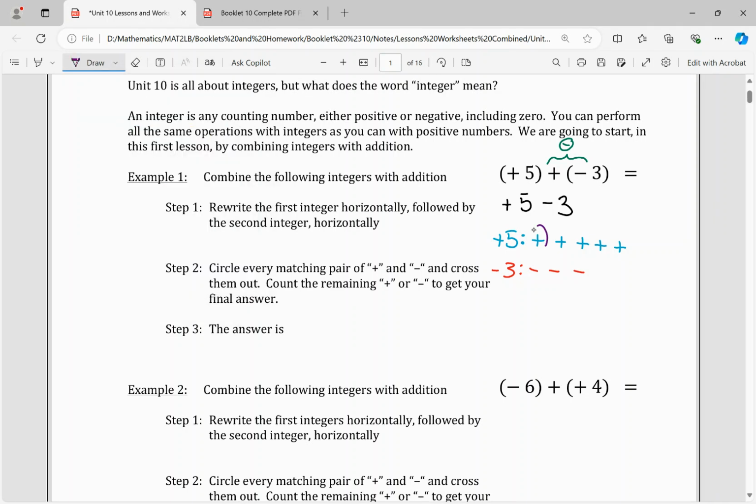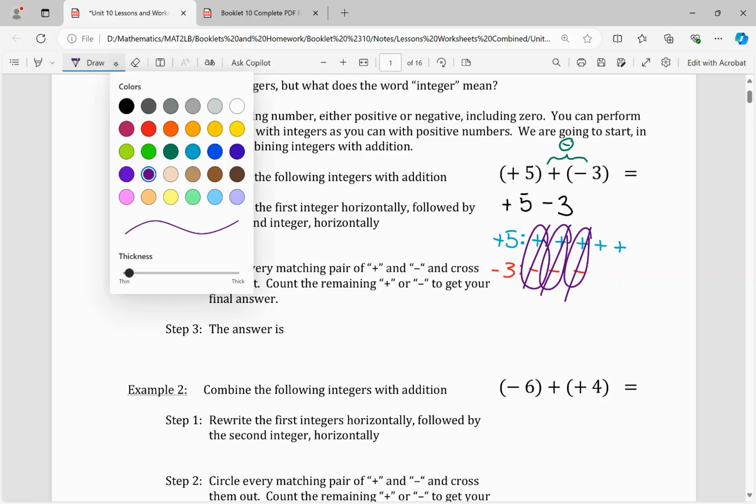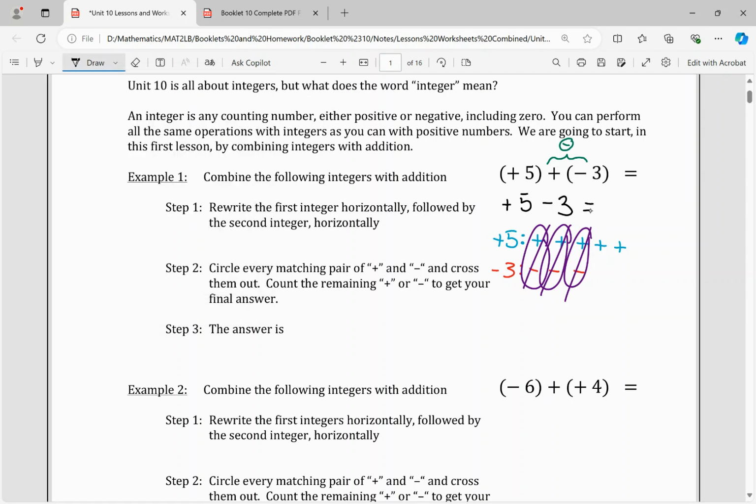Now, the next step is to group up a single positive with a single negative, because those are going to cancel each other out. And what we're left with is positive 2. Right, we're left with 2 positive symbols, so that's going to be the answer. And right now, that's just a really complicated way of saying 5 minus 3 is 2. But this strategy is helpful when we get into more complex answers.